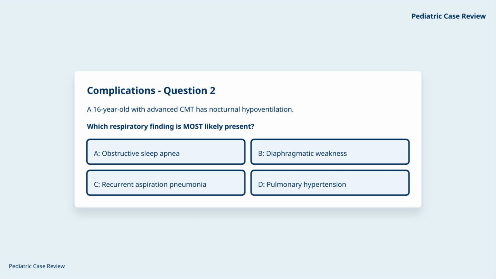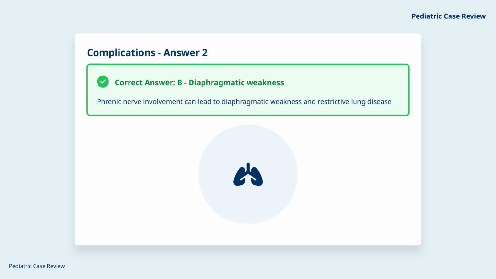A 16-year-old with advanced Charcot-Marie-Tooth has nocturnal hypoventilation. Which respiratory finding is most likely present? A. Obstructive sleep apnea. B. Diaphragmatic weakness. C. Recurrent aspiration pneumonia. D. Pulmonary hypertension. The correct answer is B.